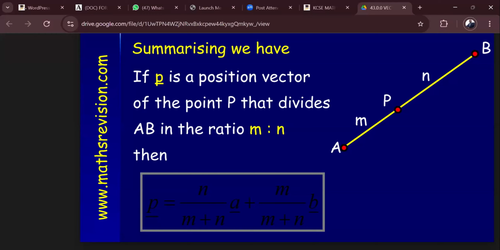So if you want the position vector of P, or the coordinates of P that divides a line AB into M is to N, below first we agree. Below is M plus N, the total of the ratio. But above is where we change. M goes to B and N goes to A. They alternate above. So I wish you can write that first before I explain more.